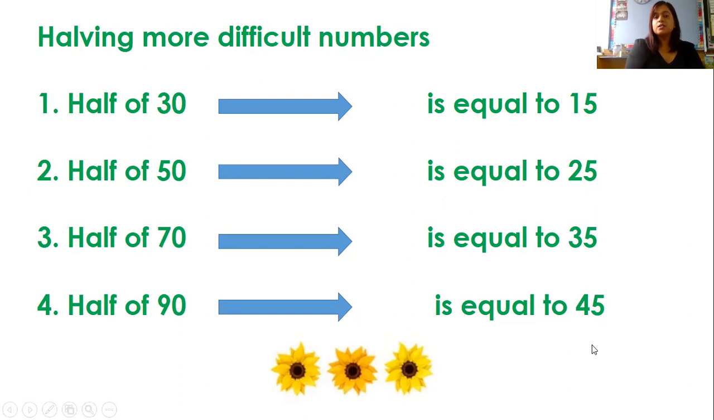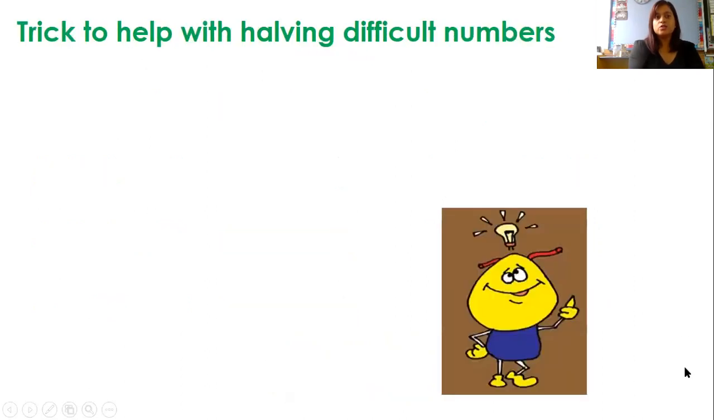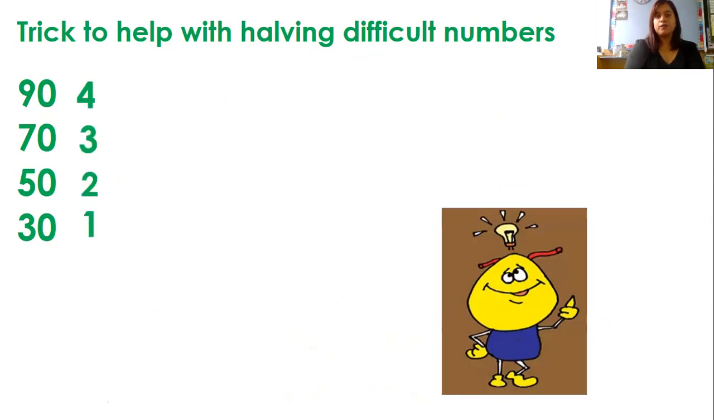And it is difficult to remember what the numbers are. So in the next slide, I have a trick to help you halve the difficult numbers. You're going to start from the bottom and work your way up. As you do that, you're going to write these numbers: 30, 50, 70, 90. Then you're going to go next to this number and write 1, 2, 3, 4. And thereafter, you're going to slide down with the number 5.